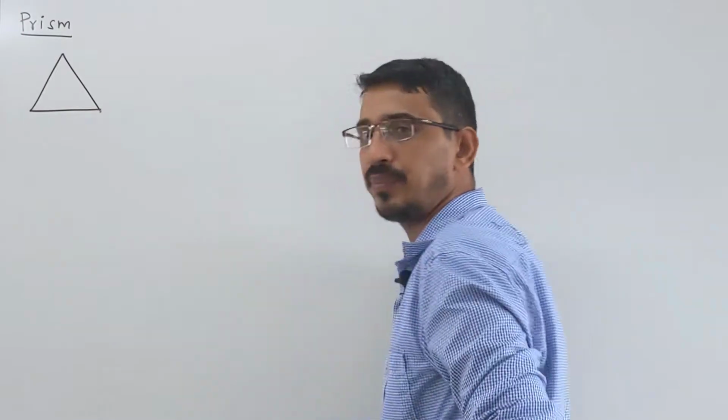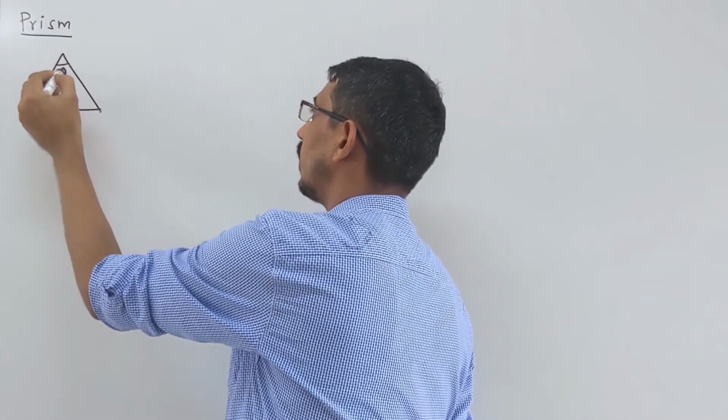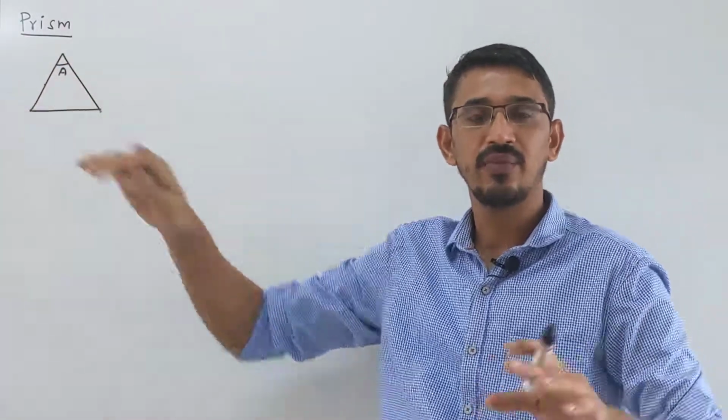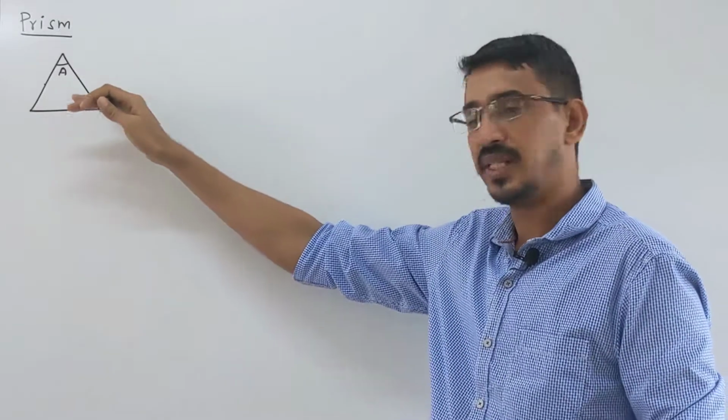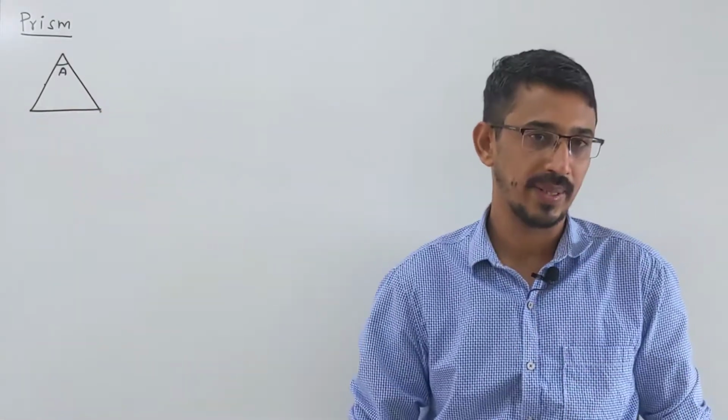Generally it looks like this shape, but it could be any shape. We just need two faces which are inclined at some angle. That angle we will call angle A. So light is incident on one face and refraction happens, then light is incident on the second surface and again refraction happens. So two refractions will happen, right?